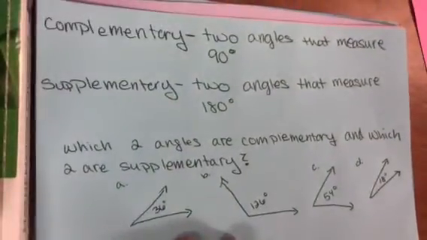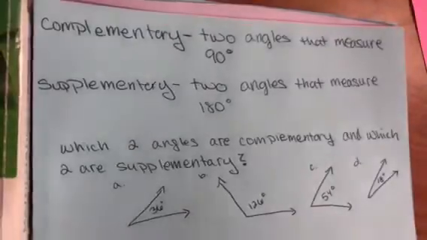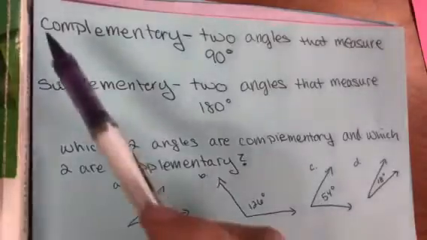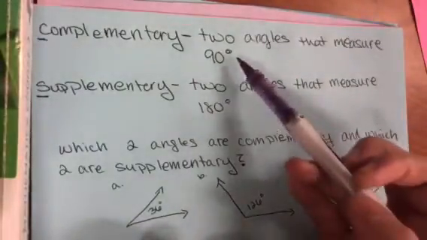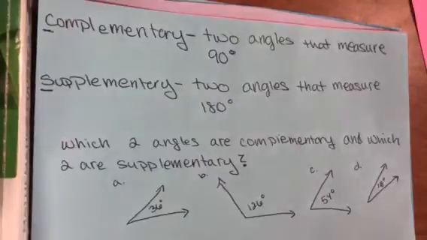Some vocabulary for today. A complementary angle, not something that's nice to the other angle, is two angles that measure 90 degrees. A supplementary angle is two angles that measure 180 degrees. One easy way you guys can remember this, you've got complementary that starts with a C and supplementary that starts with an S. C comes before S, 90 comes before 180. Just a little trick. Complementary angles and supplementary angles.